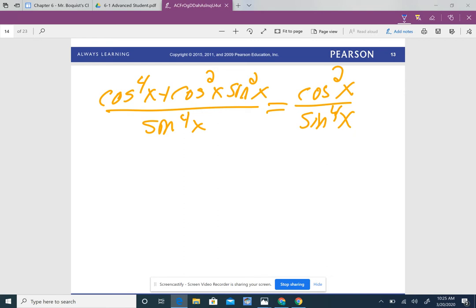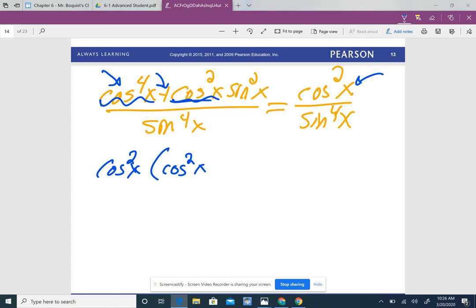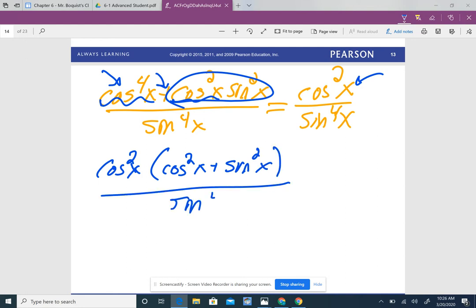And so I'm looking at these two, and I think the left-hand side numerator is way more complicated, because there's still this plus here, where there is no plus over here. But I am looking at these two terms over here, and they do have a cosine squared in common, so that's the greatest common factor. So I'm going to factor it out and see what happens. If I take a cosine squared out of here, I'm left with a cosine squared. If I take a cosine squared out of this term, I'm left with a sine squared, which is all over sine to the fourth.